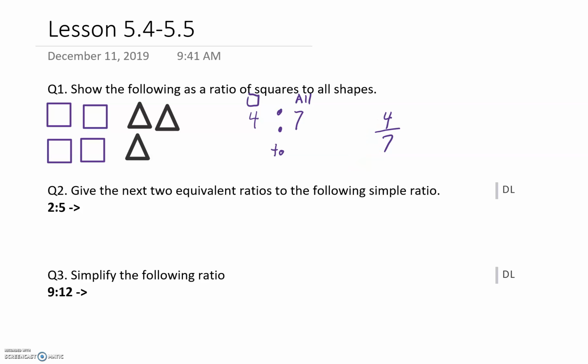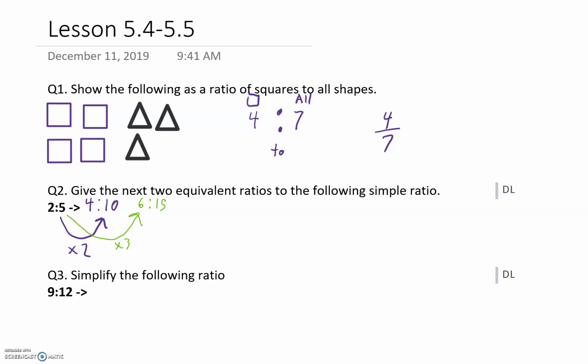So give the next 2 equivalent ratios to the following simple ratio. So keep in mind this is the same thing as fractions, but let's think about the next 2. So what we can do to get our next one is multiply by 2. So if we did that, we'd have 4. So 2 times 2 is 4, and 5 times 2 is 10. And then we want the next set. Let's go over here. Next set would be times by 3. So 2 times 3 is 6. 5 times 3 is 15.